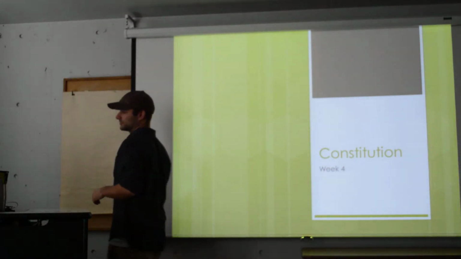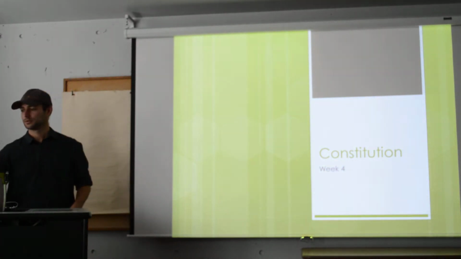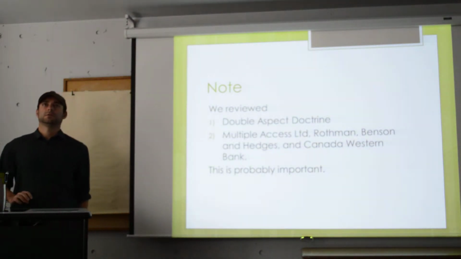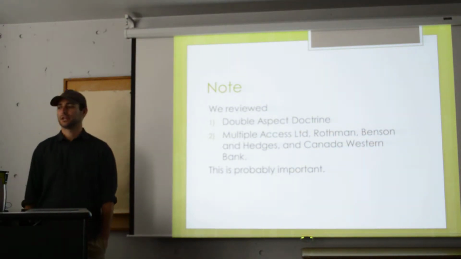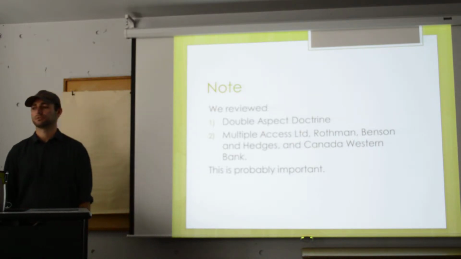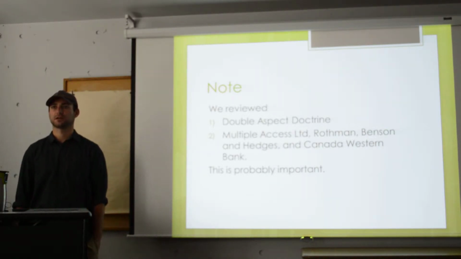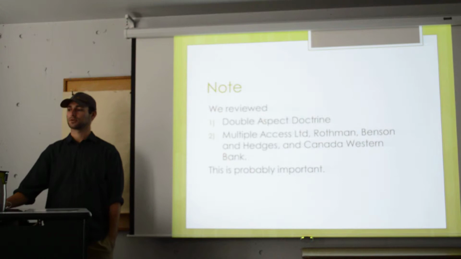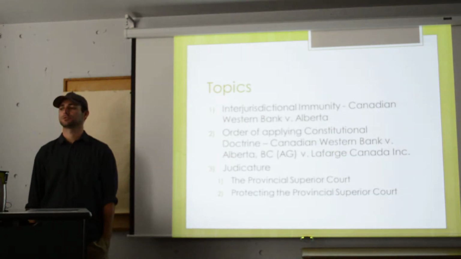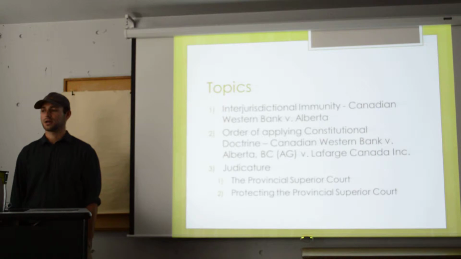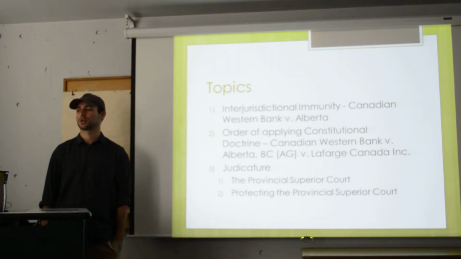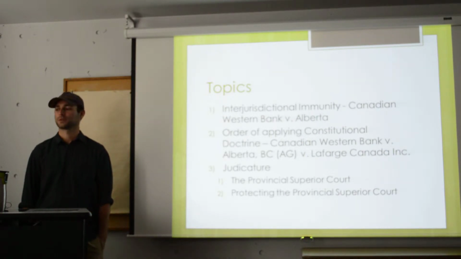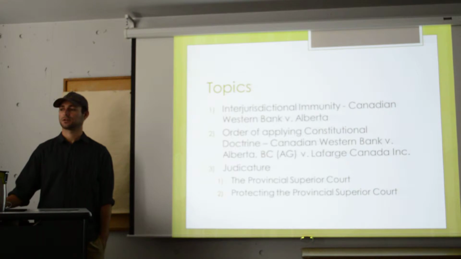Right, Constitution, week 4. On Monday, we reviewed the double aspect doctrine and the cases related to it and paramountcy. We went over them in some detail, so this is probably an important part of the course. This week, we also talked about interjurisdictional immunity, the order of applying the constitutional doctrines, and we started talking about the judicature, and also hit a test on Wednesday.